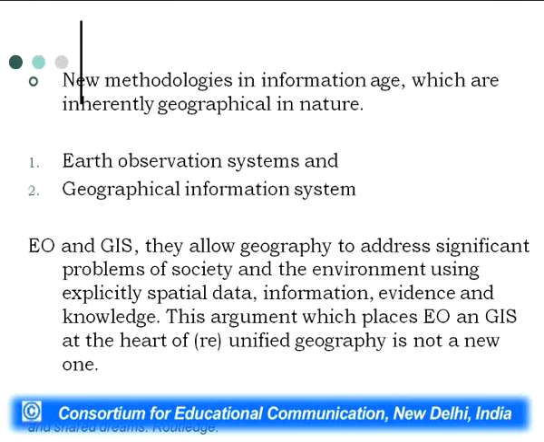Now, there's a book by Matthew Herbert where he talks about unifying geography, where he gives emphasis to common heritage and shared dreams. He illustrated there how Earth observation systems allow geography to address significant problems of society and the environment using explicitly spatial data, information, evidence, and knowledge. This argument places Earth observation systems and geographical information at the heart of a reunified geography, and I think this is not new to the academia, by which I mean the geographical academia.